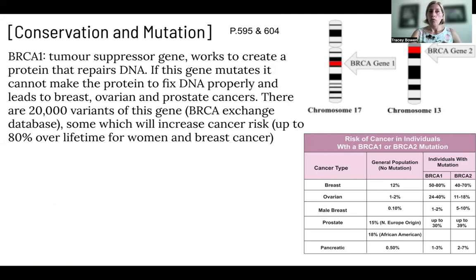So your body has proteins to prevent DNA problems. And so BRCA1 is a tumor suppressor gene, and this works to create a protein that repairs your DNA. But if this gene mutates, it cannot make the protein to fix DNA properly, and it will lead to breast cancer, ovarian cancer, and prostate cancers.